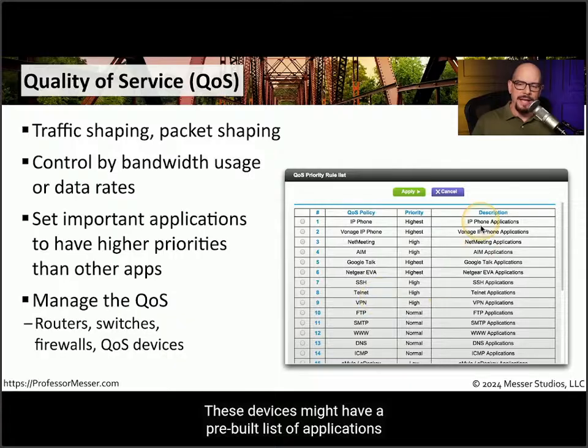These devices might have a pre-built list of applications and might also allow you to add your own applications to the list. And at that point, you can decide what priority the applications might have relative to everything else that's running on the network.